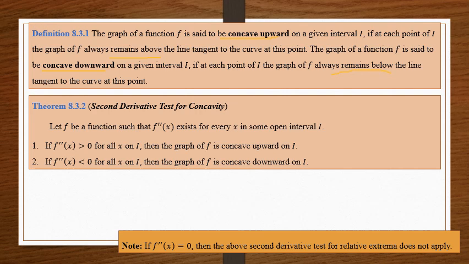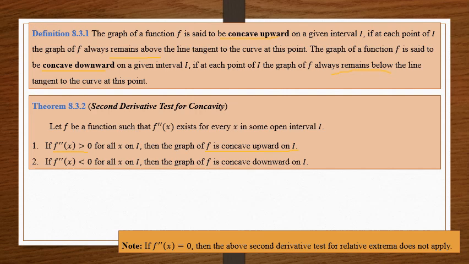Let f be a function such that f double prime, kasi second derivative naman. I already discussed derivatives of higher orders, which means may idea na kayo kung paano makuha yung second derivative ng given na function. Okay, so let f be a function such that the second derivative of f of x exists for every x in some open interval I. If f double prime of x, or the second derivative of x, is greater than 0 for all x on the interval I, then the graph of f is concave upward on the given interval.